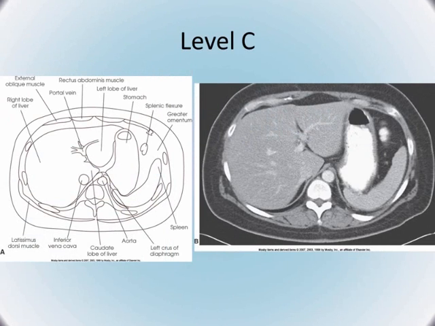In level C, we're looking here at the stomach filled with barium, and then the most anterior aspect of it is the fundus, which has air. Since the patient is lying on their back, we can see the air fluid level separating the air and the barium. In this image, you can see the liver, the latissimus dorsi muscle, the inferior vena cava, the aorta, the spleen, which kind of looks like a boomerang, the greater omentum, and the rectus abdominis muscle.